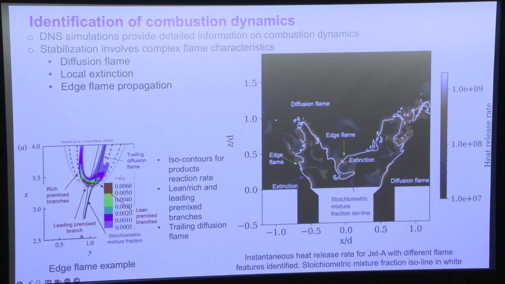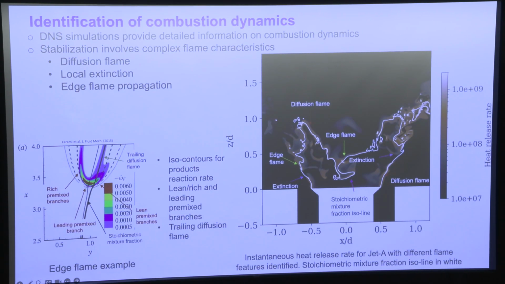So you can see where I labeled them as edge flames, where they have brighter, almost whitish, the leading premixed, lean and rich premixed flames, and then followed by a trailing diffusion flame. So this is the instantaneous picture and sample of what you might expect to see near lean blow-off in the near field region.